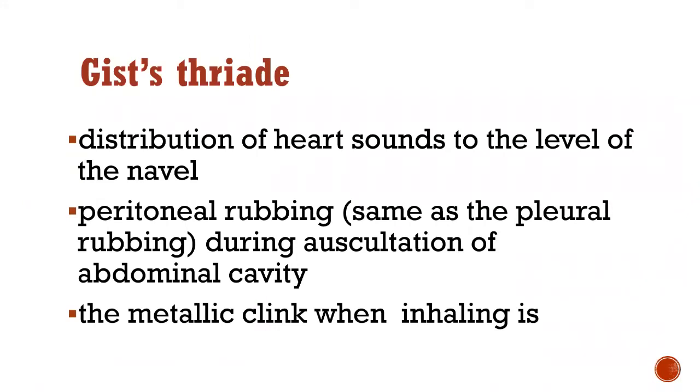And another triad, combined with Monder's triad: distribution of heart sounds to the level of the navel, peritoneal rubbing, same as the pleural rubbing, during auscultation of the abdominal cavity, and the metallic clink when inhaling.